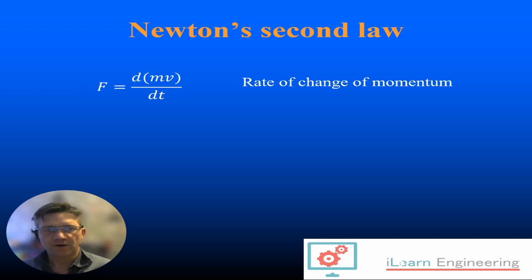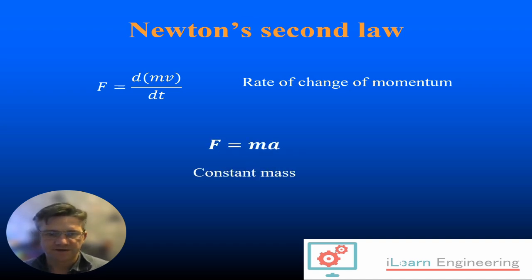However, quite often you can make an assumption that the mass term is constant, and if that is the case, then you can take the mass and put it in front of the derivative because it's a constant, and then you've got mass times dv/dt. And dv/dt is acceleration, isn't it? So you've got mass times acceleration. So that's where the more familiar F equals ma formulation comes in. You can only use that when it's constant mass.